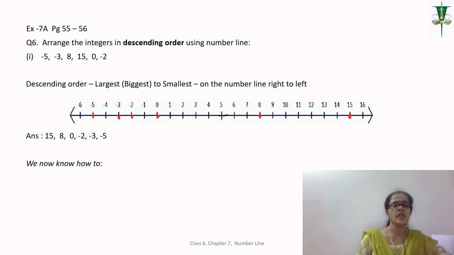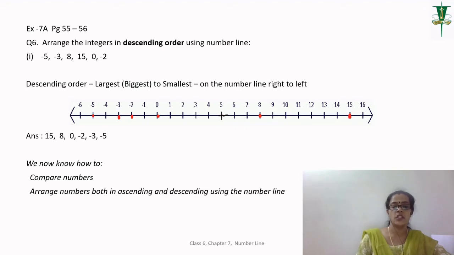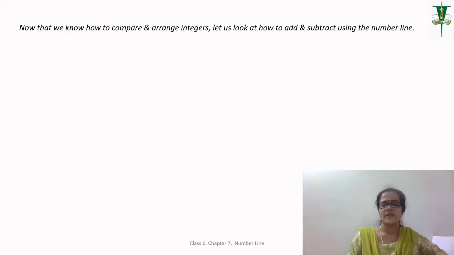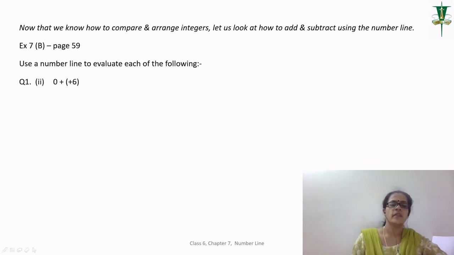Now we know how to compare numbers and arrange numbers both in ascending and descending form using the number line. Now that we know how to compare and arrange integers using the number line, let us have a look at how to add and subtract integers using the number line. So to begin with, let's take on question 1 in exercise 7b.